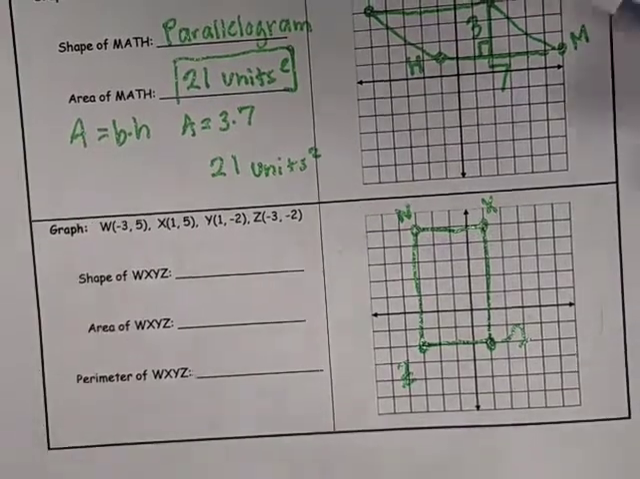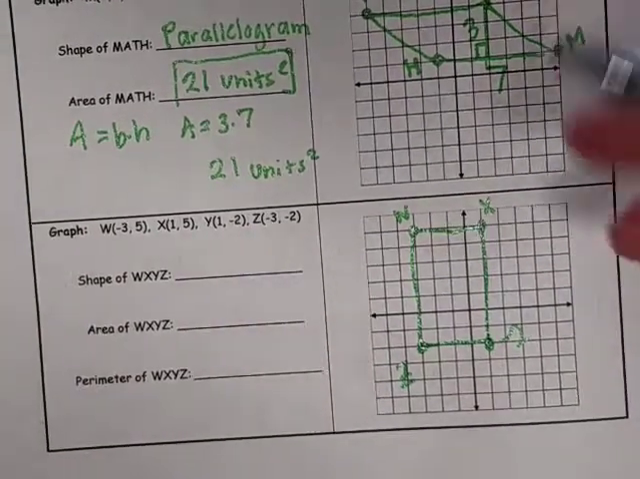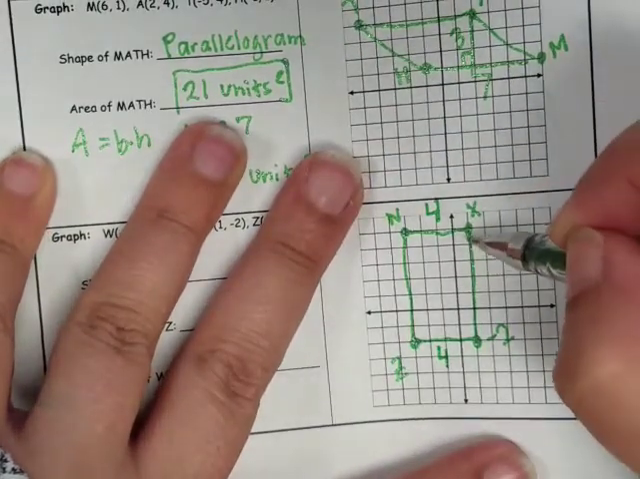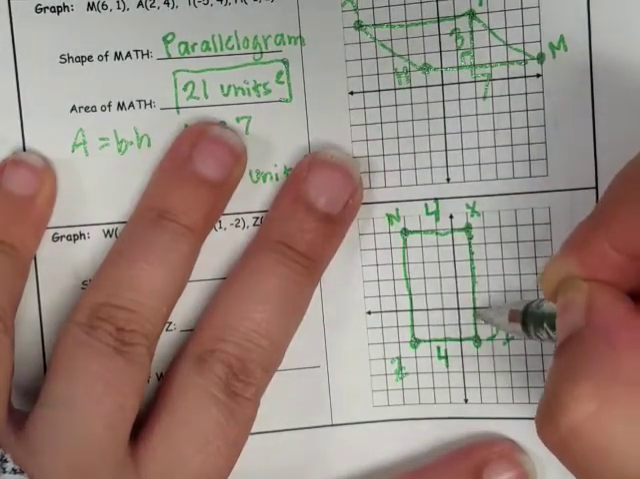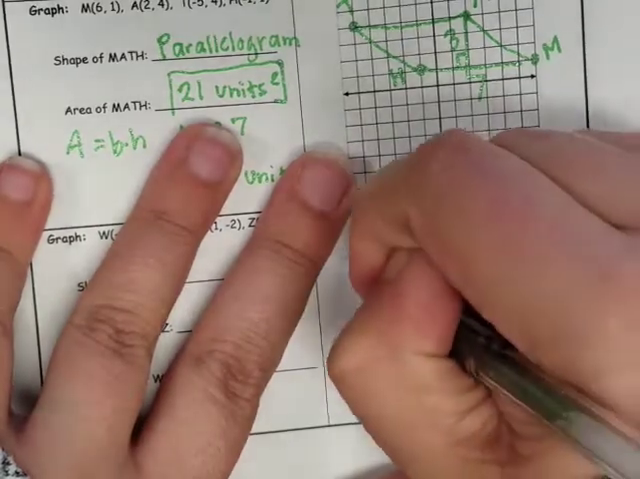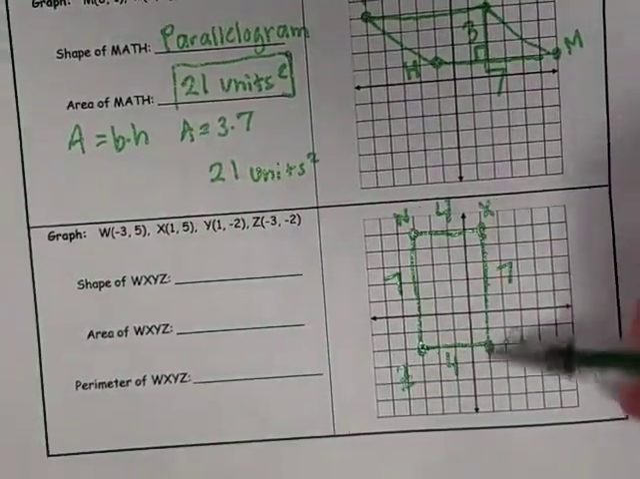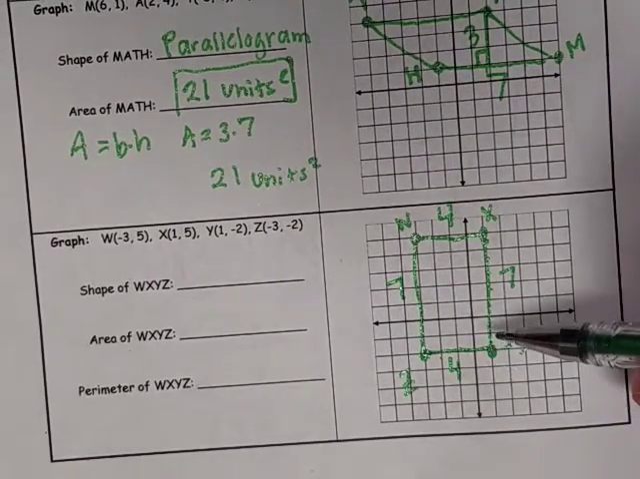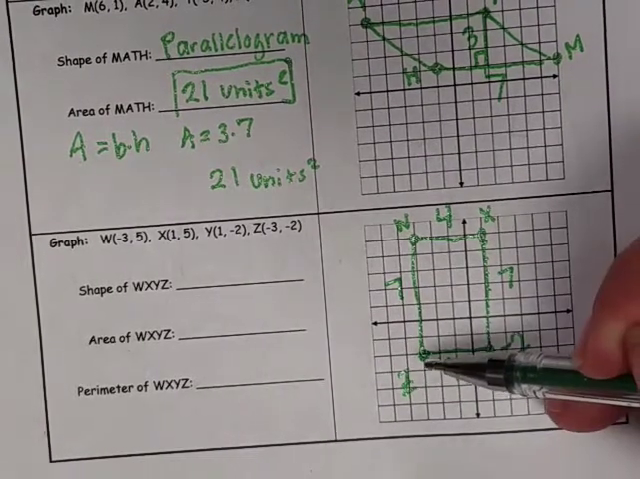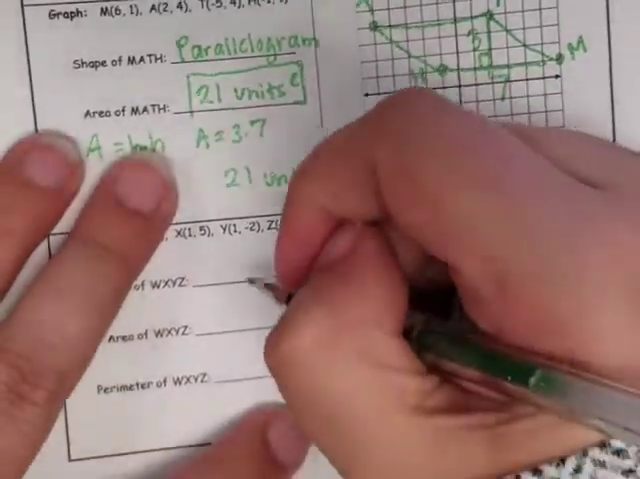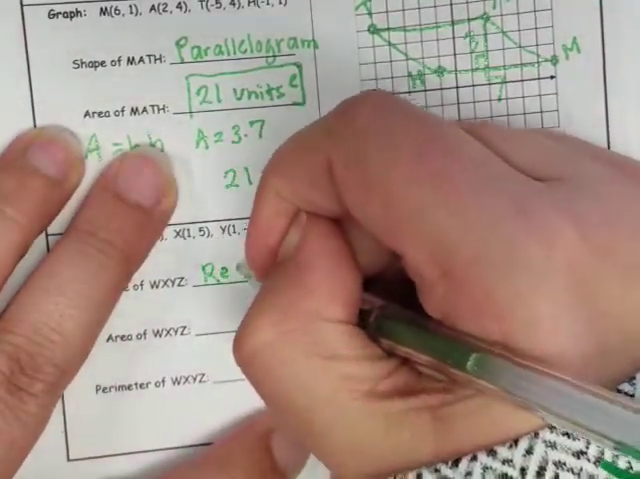So now I'm going to count my rectangle. 1, 2, 3, 4. And I know that this side would also be 4. And then 1, 2, 3, 4, 5, 6, 7. So yes, that side's also 7. Notice how the base and the height are perpendicular to each other. That's always true with all shapes. So with a rectangle, it's length times width or base times height. So the shape that we're going to write over here is rectangle.